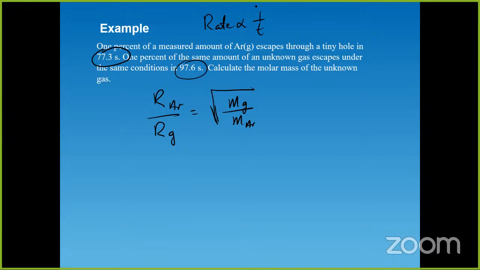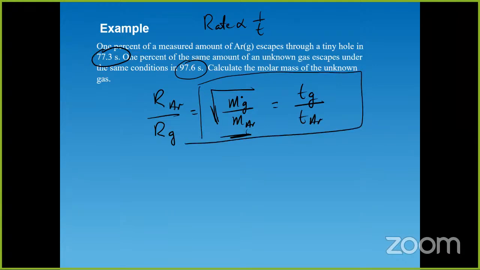The greater the rate, the smaller the time, and vice versa, right? So I could add another thing right here, which says that the time of effusion of the unknown gas divided by the time of effusion of argon is equal to this right here. So this relationship is what we're actually going to use to solve this problem. What the question is asking you to solve is the molar mass of the unknown gas.